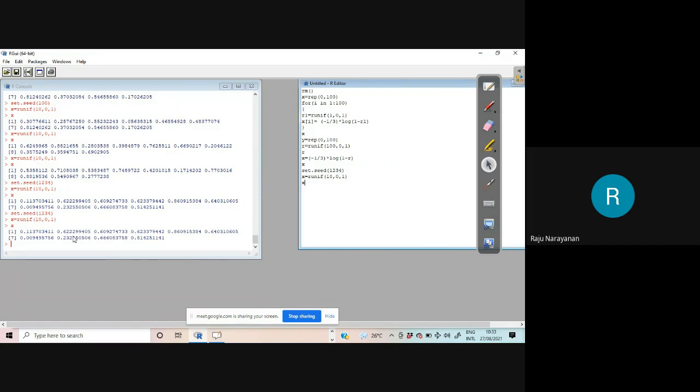They are called pseudo random numbers. Why are they called pseudo random numbers? When we repeat the experiment again and again, we will get the same set of random numbers again and again. Yes or no? Yes, sir. Very good.